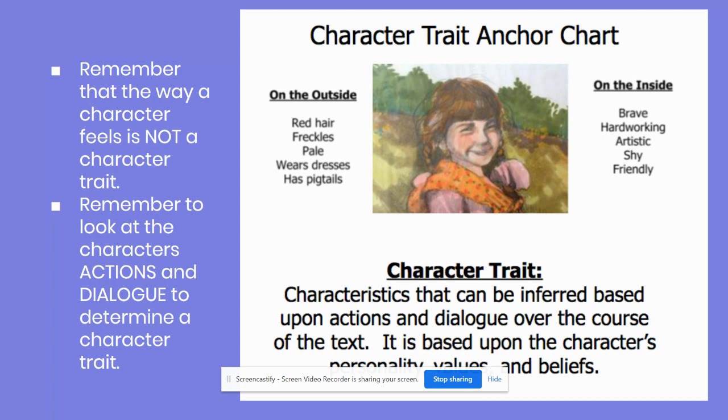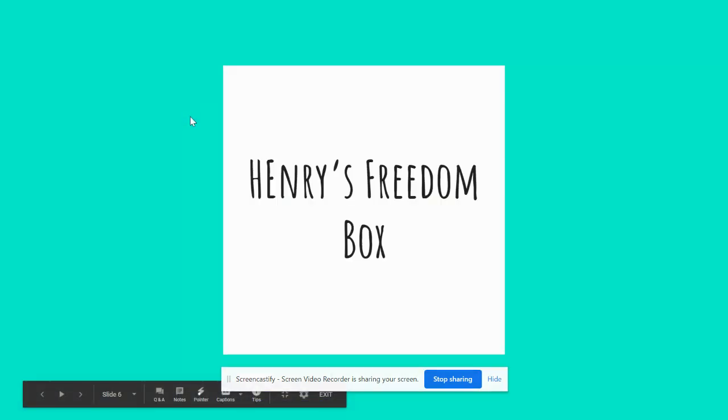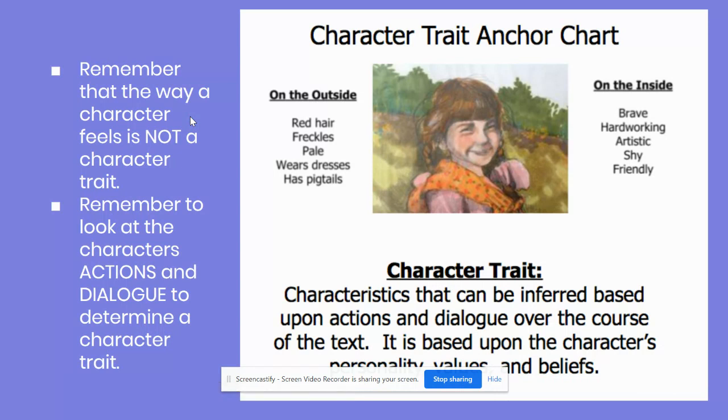Okay, so if you remember, a character trait are characteristics that can be inferred based upon actions and dialogue over the course of the text, and is based upon the character's personality, values, and beliefs. If you look over here, remember that the way a character feels is not a character trait. It's important to notice the way that they're feeling. I'm not saying that that's not important, because that is important, but it's not a character trait. Remember to look at the character's actions and dialogue to determine character trait.